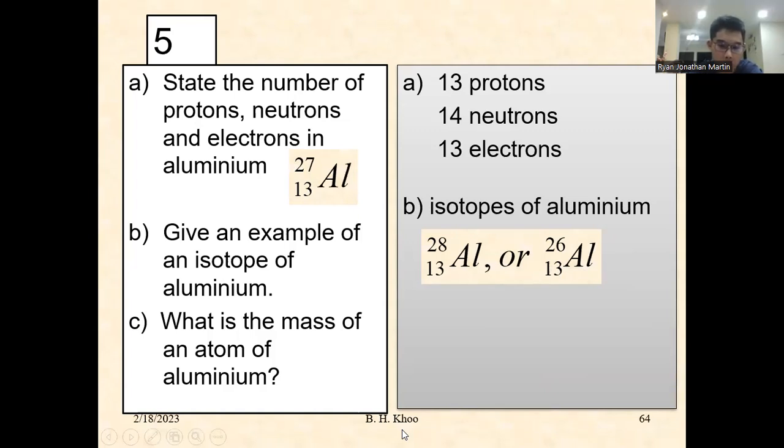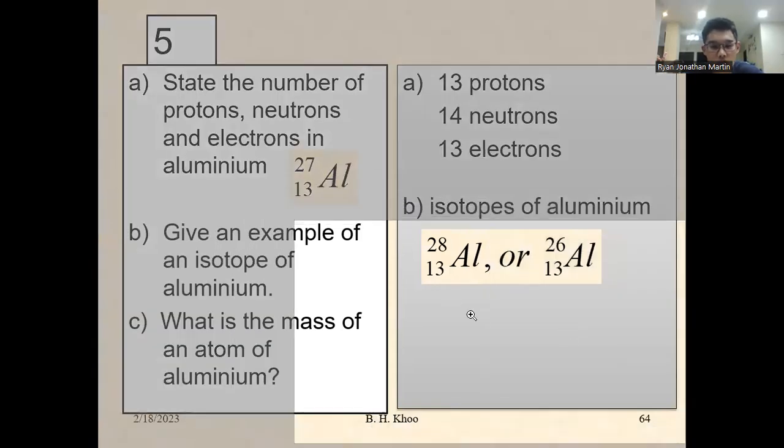What is the mass of an atom of aluminium? How to calculate? 27 u. Then you go and look at u from the data sheet and calculate the mass in kilograms.